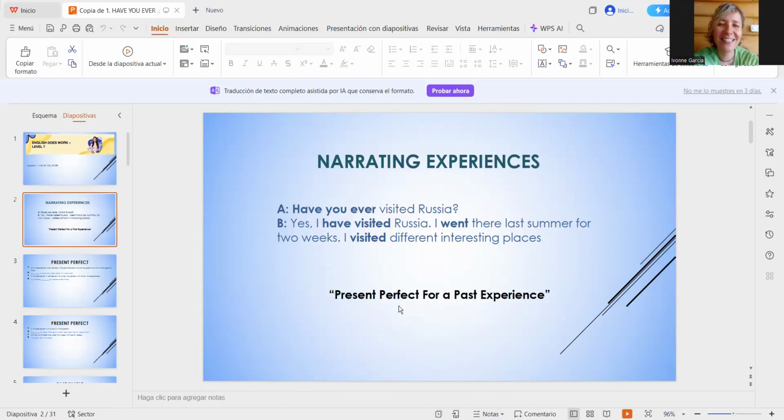Have you ever visited Russia? Have you ever visited Venezuela? Have you ever been to Mexico? Have you ever been abroad? ¿Alguna vez has visitado Rusia, México, ¿Has estado en México? Que fue lo que pregunté. Utilicé been, en este caso visited. ¿Has visitado Venezuela? ¿Has estado por fuera del país?